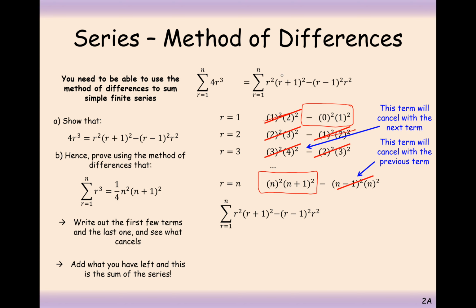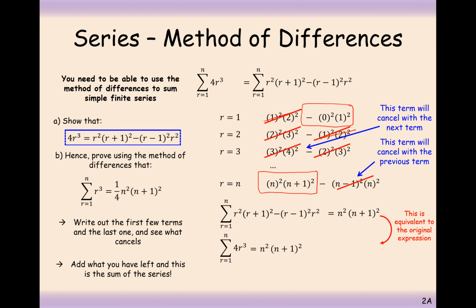So the summation of this expression here is equal to n squared times n plus 1 squared. But what we're trying to prove is that this expression here is equal to this expression here. So what we'll do then is write that this is equal to the original expression. We'd used a summation for 4r cubed first, but now we want to show that just r cubed equals this. So we'll divide through by 4.